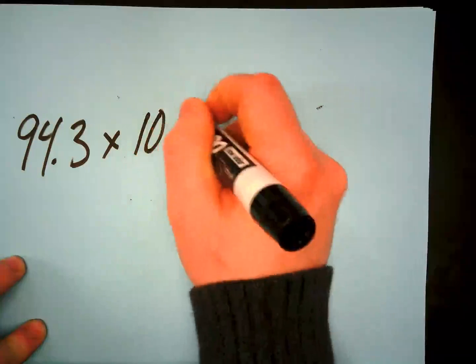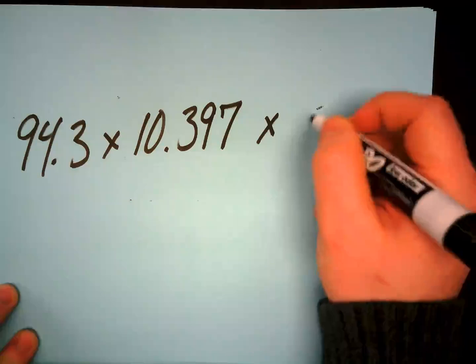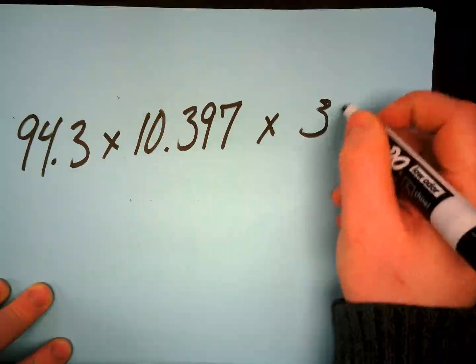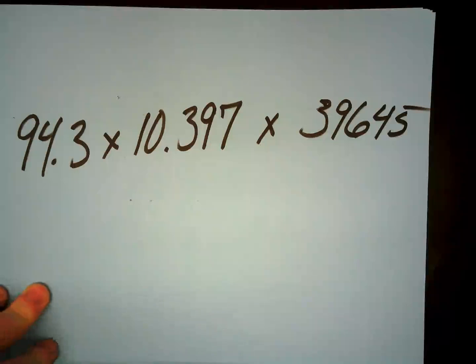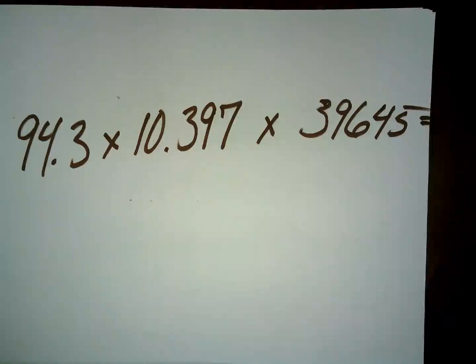Let's say I've got 94.3 times 10.397 times 39645. Let's say I've got this big old number here. I've got this guy that I've got to multiply. So it's going to be 9.43, and I'm punching this in my calculator.